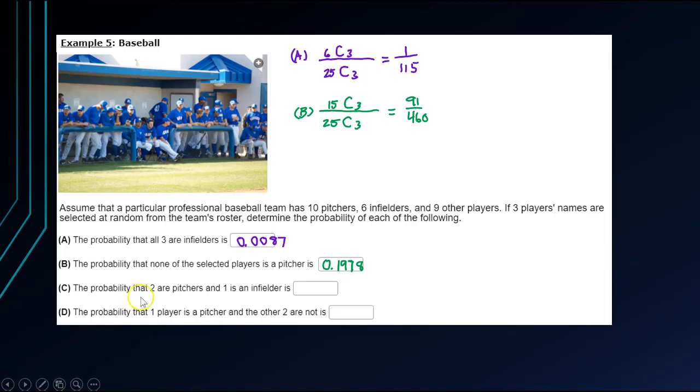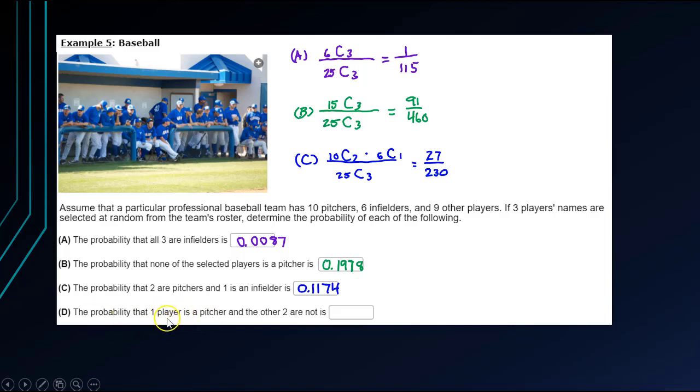The probability that 2 are pitchers and 1 is an infielder. So I'm going to have 10C2 times 6C1 over 25C3. That gives me 27 over 230, which is 0.1174.